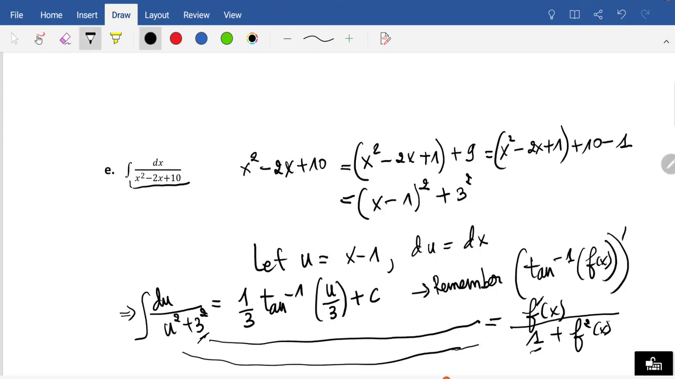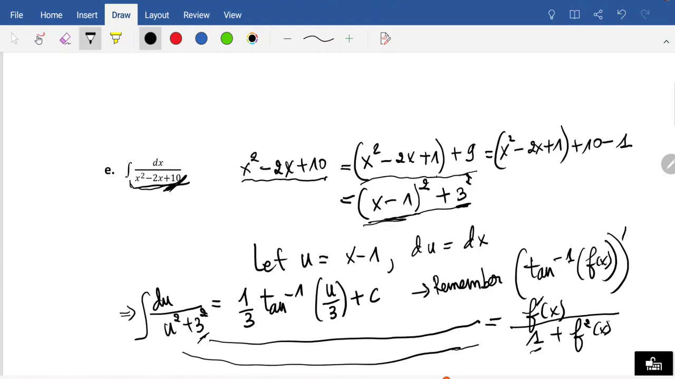So in this case now we have a polynomial in the denominator, right? So it's a different type of exercise, and what we'll do here, we'll try to complete the square. To complete the square, we know that x squared minus 2x plus 10 is just equal to x squared minus 2x plus 1 plus 9, right? And x squared minus 2x plus 1 is just equal to x minus 1 squared, and 9 is just equal to 3 squared. So this is what we have.